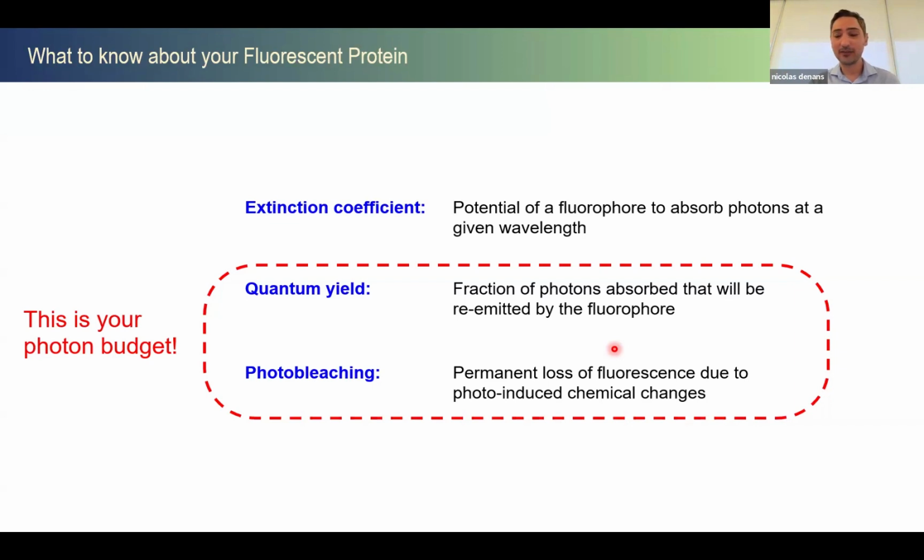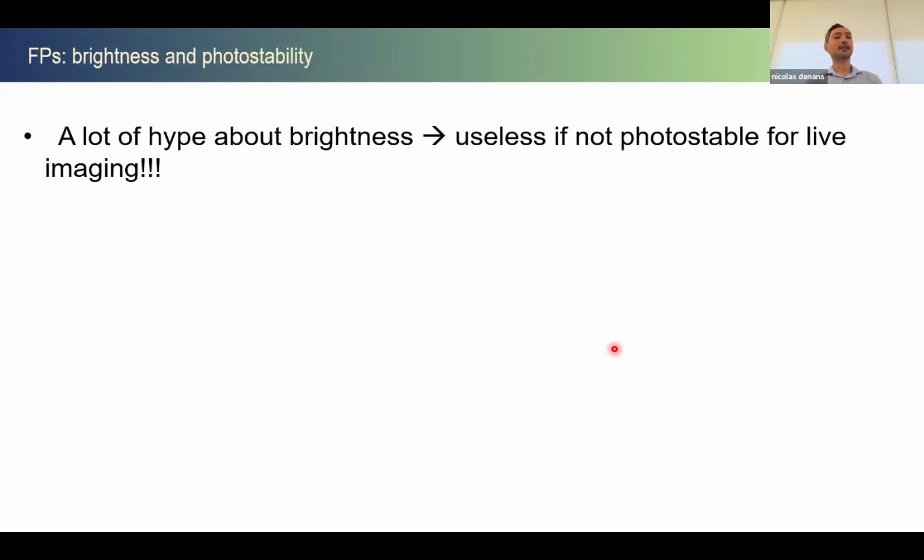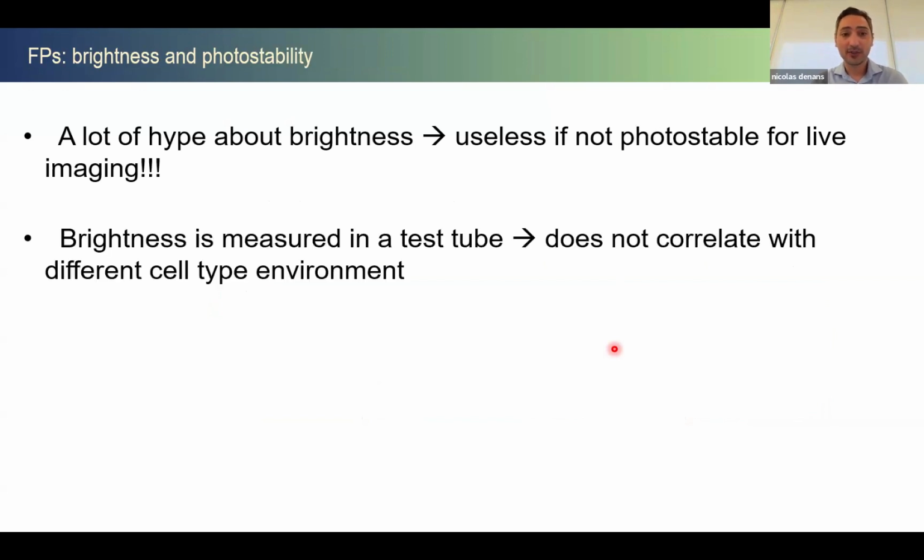Well, I would say if you do live imaging, not so much. There is a lot of hype about brightness. Again, I made the brightest fluorescent protein in the world, and 2 months later, someone else made the brightest fluorescent protein in the world. But it's really not useful if your protein is not photostable. So if your protein photobleaches very fast, it can be super bright, but you cannot image very long. After two rounds of time lapse, it's gone. So photostability is a lot more important for live imaging than brightness. Also, brightness is measured in a test tube.